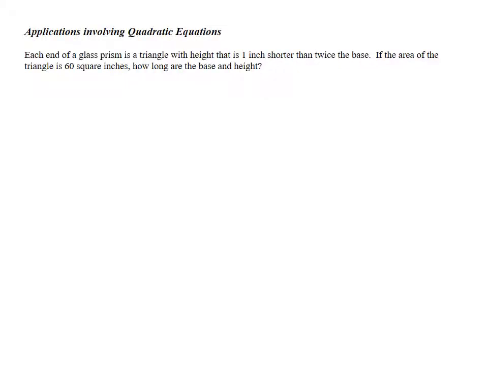Another example of an application involving quadratic equations involves area. When we work with area, we often end up with squares, and quadratic equations have squares. Let's look at this one in particular.